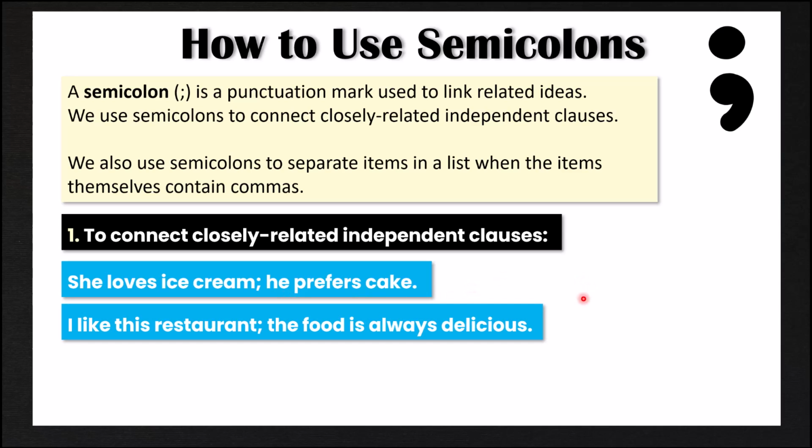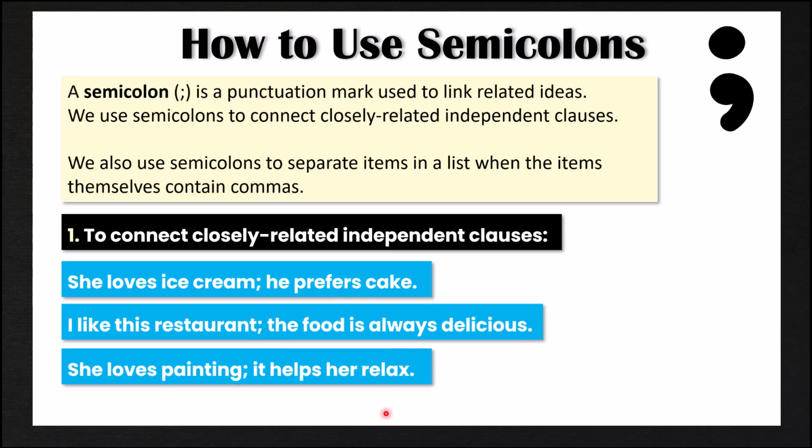Here's another example. I like this restaurant; the food is always delicious. Again, we have two independent clauses. We do not capitalize "the." And finally, she loves painting; it helps her relax.